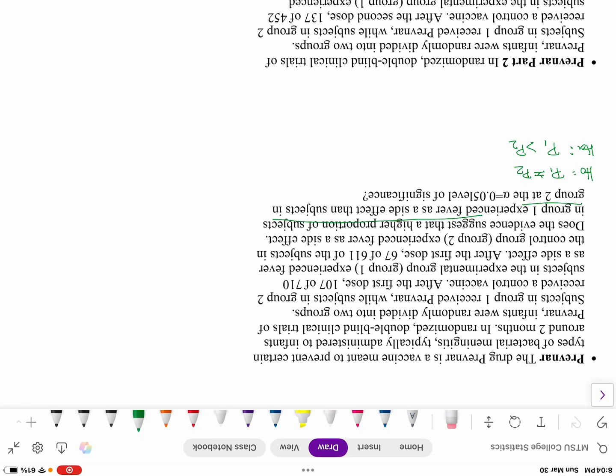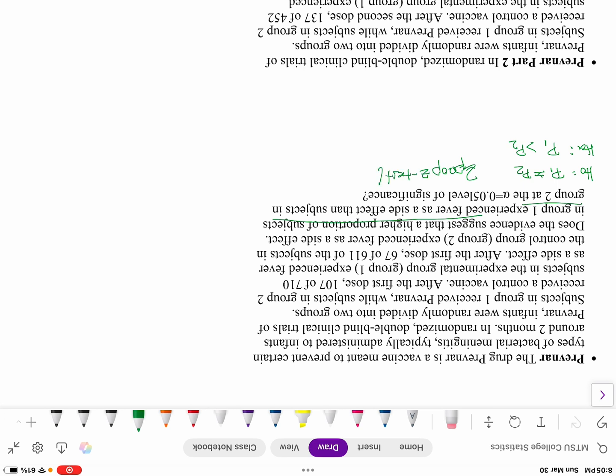And then again, in truly writing it out, we would actually define what P1 and P2 mean in the context of this problem, where P1 is the proportion of infants that got fever as a side effect from Group 1, and so forth, the same thing for P2. Now we're going to go ahead and do our test. So we're going to do our 2-prop z-test.